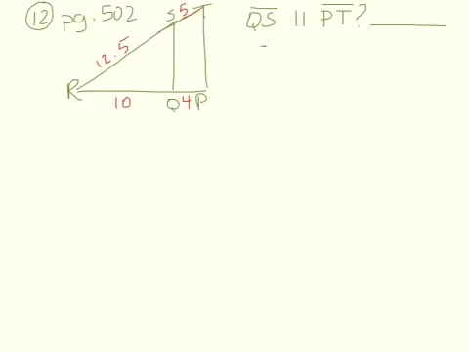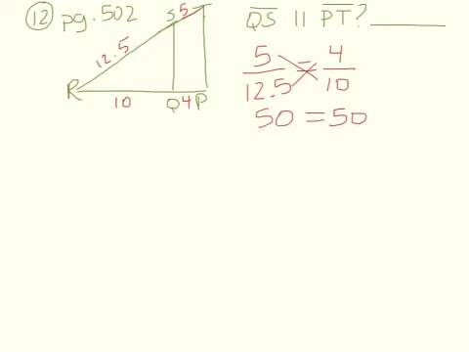So I'm just going to set up a proportion. So 5 over 12.5, that's ST over SR, should equal 4 over 10, PQ over QR. If those two are equal, then that means the lines are parallel. So I can just cross multiply. 5 times 10 is 50, and then 4 times 12.5 is also 50. So these lines are parallel to each other because QS divides the two sides of that triangle proportionally. And that's what Theorem 8.5 says.